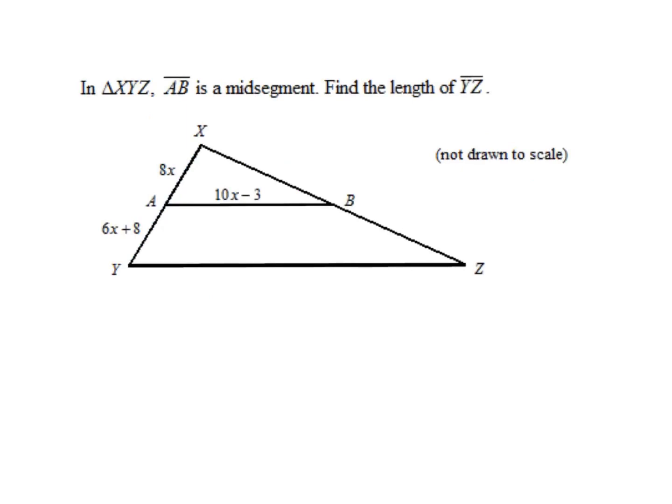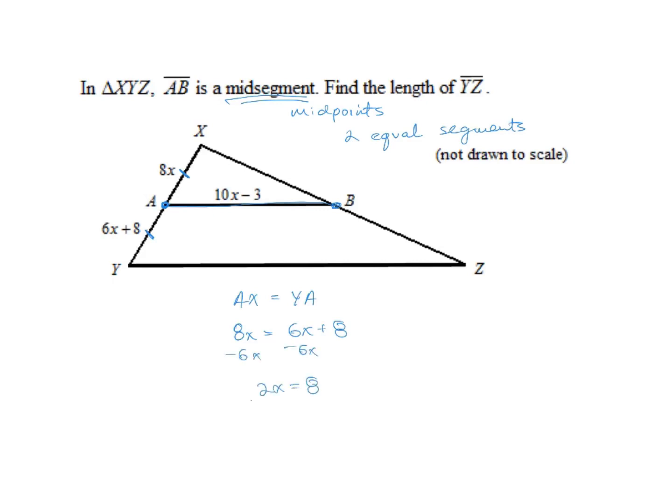Good question here. Again, we have a midsegment. Midsegment tells us midpoints. Midpoints tell us two, let's say, equal segments. So if I know A is a midpoint because they tell me AB is a midsegment, then I know AX is equal to YA. So I could say 8x is equal to 6x plus 8. Subtract 6x, 2x is equal to 8, divide by 2, x is equal to 4. And that helps me find one of these sides, if that's what they're asking though.